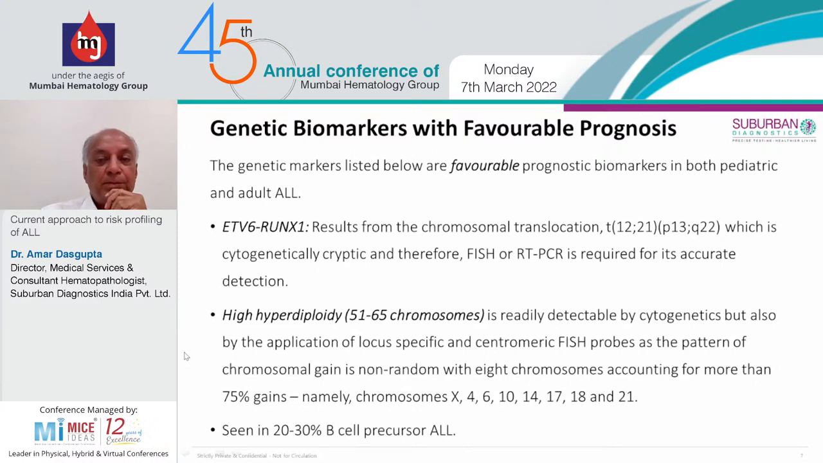Now, coming to the various favorable prognostic markers in ALL, especially in B-ALL, there are two of them which catch the eye, because these have been seen to be more important than the minor or secondary ones which one comes across. Now, these are ETV6-RUNX1, a genetic biomarker which results from translocation t(12;21)(p13;q22). Although this is a cytogenetic lesion and the gene product is ETV6-RUNX1, this genetic abnormality cannot be picked up by traditional cytogenetic methods, and therefore FISH or RT-PCR is required for accurate detection.